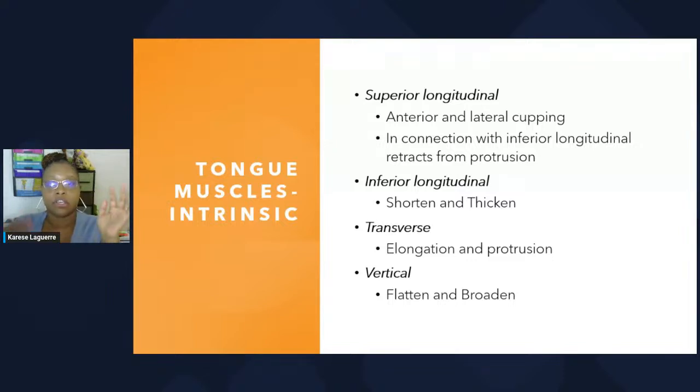So the transverse, you'll see it a lot when you narrow. You're elongating as you're protruding. Your vertical is going to flatten and broaden the tongue. So as you're flattening it and broadening it, it's more of a relaxation. Anytime you're going from that fat, broad tongue to that skinny tongue, you're manipulating the tongue from vertical to transverse. You can do that intraoral, you can do that extraoral. Either way, it's the same set of muscles.